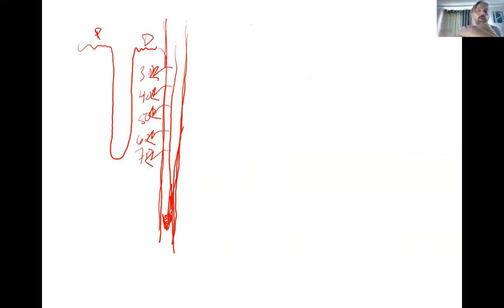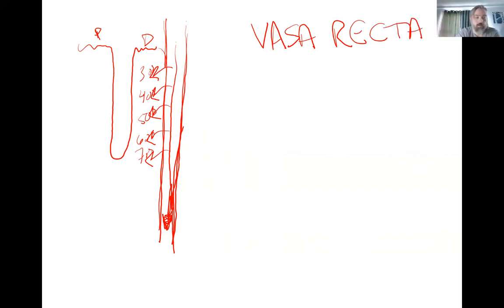This final remaining piece is a blood vessel that runs right next to, in parallel with, this collecting duct. I'm going to try to change my ink color here a little bit. I hope you can see this. Here is our tubule and our collecting duct.